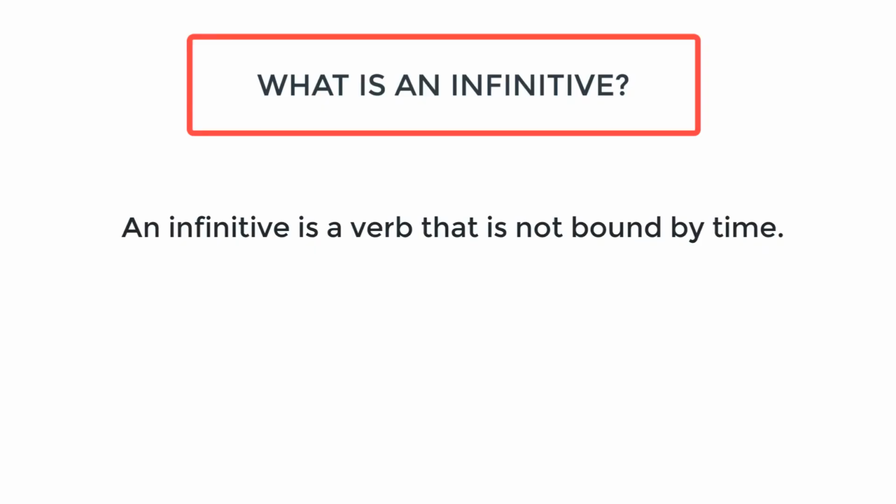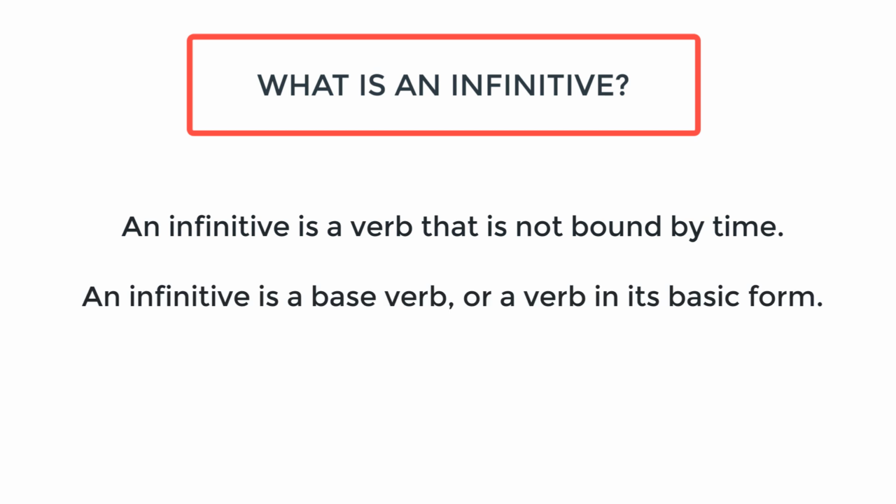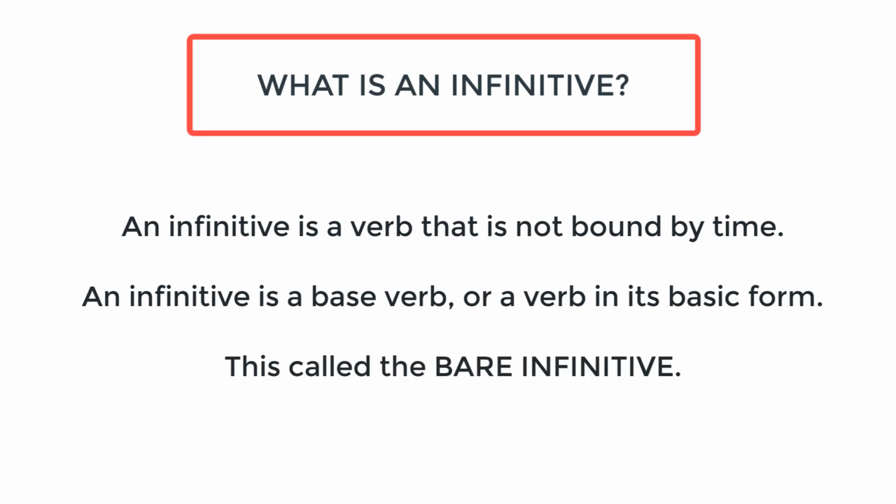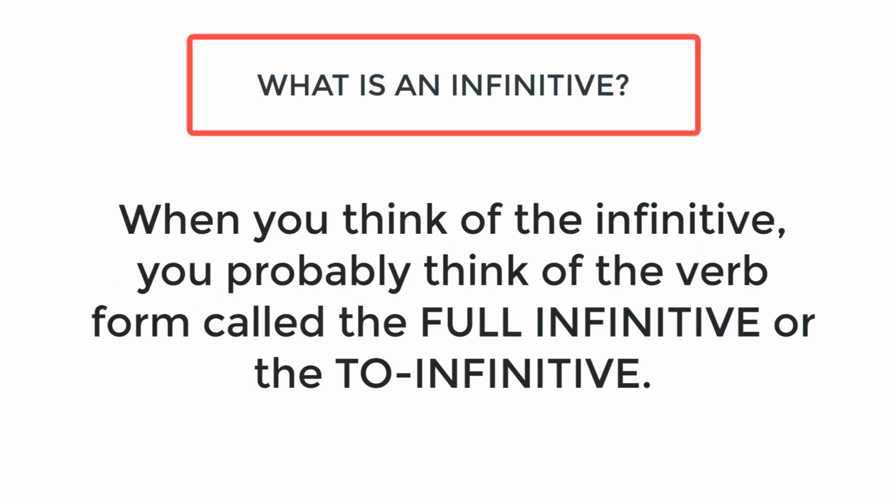An infinitive is a verb that is not bound by time. An infinitive is a base verb or a verb in its basic form. This is called the bare infinitive. We will look at the bare infinitive later on. When you think of the infinitive, you probably think of the verb form called the full infinitive or the to infinitive.